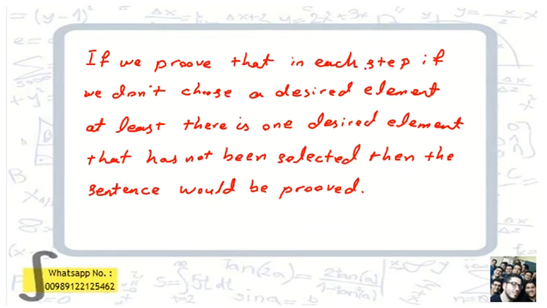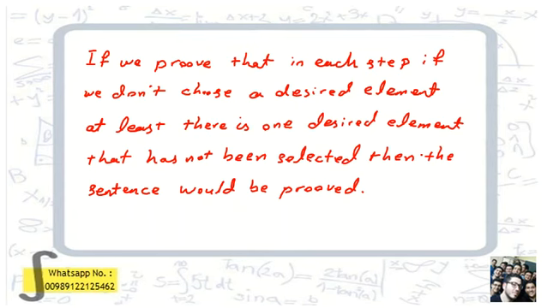Now, if we prove that in each step, if we don't choose a desired element, at least there is one desired element that has not been selected, then the sentence would be proved. Because if we select a desired element, then the problem would be true. If we don't choose a desired element, at least there is one desired element that has not been selected.